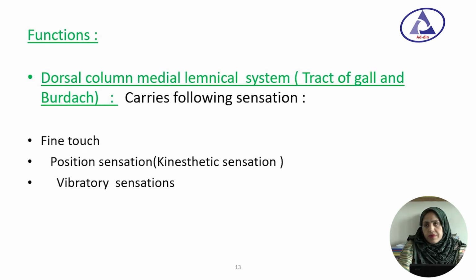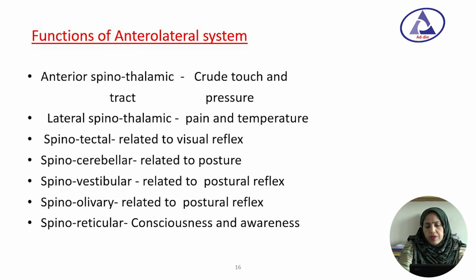What are the functions of the dorsal column medial lemniscal system? It carries the sensations of fine touch, kinesthetic or position sensation, and vibratory sensation. As for the anterolateral system, the anterior spinothalamic tract carries the sensation of crude touch and pressure, and the lateral spinothalamic tract carries the sensation of pain and temperature. The spinotectal tract is related to visual reflex, spinocerebellar to posture, spinovestibular to postural reflex, spinoolivary to postural reflex, and spinoreticular to consciousness and awareness.